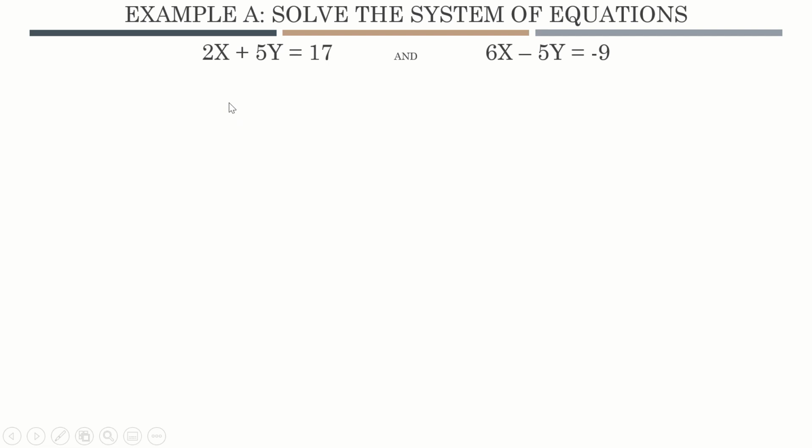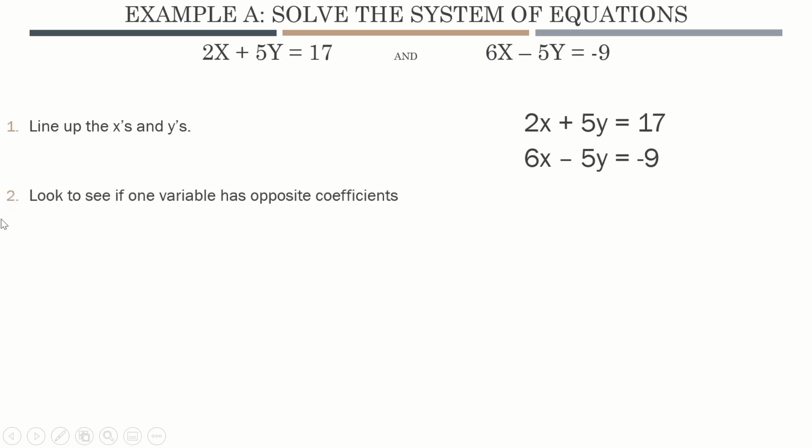So here's example A. 2x plus 5y equals 17, and 6x minus 5y is -9. Let's go through step 1. Line up the x and y values. So, okay, I've done that. I lined them up vertically. Step 2. Does one of our variables have opposite coefficients here? 2 and 6, they are not opposites. What about y? Does y have opposite coefficients? Hey, look at that. It sure does. Plus 5y and minus 5y, opposite coefficients. So we're going to skip step 3.